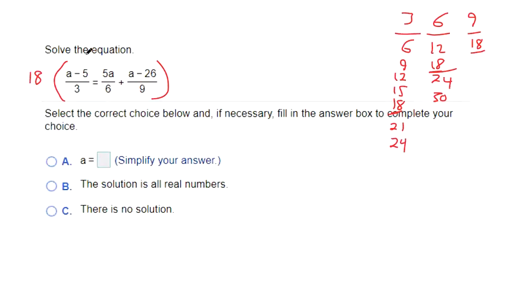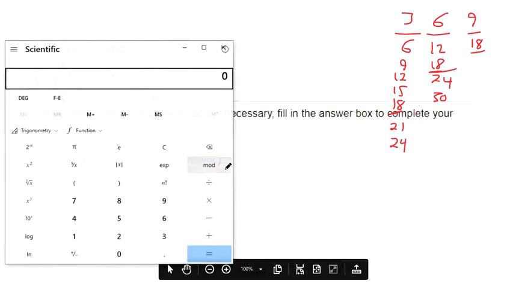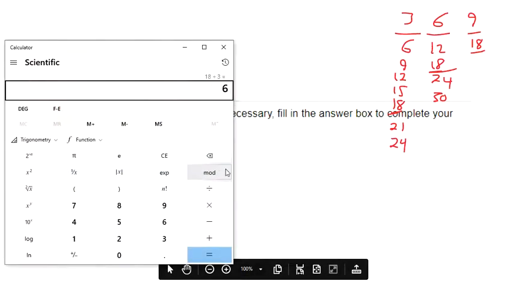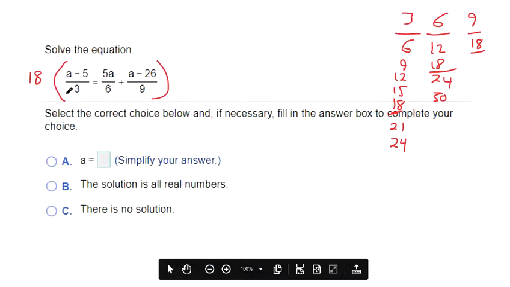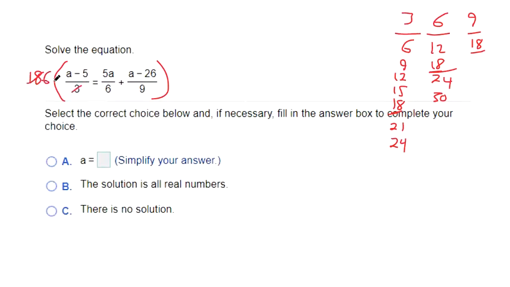Okay, so watch what we do with each step. 3 fits into 18 6 times, right? You could use a calculator to double check that. So we're going to cross simplify there. And now I'm going to put a 6 in front of the a minus 5 term with a parentheses, because 6 has to multiply to everything here. And then we repeat the process. Everything needs to get multiplied by 18.